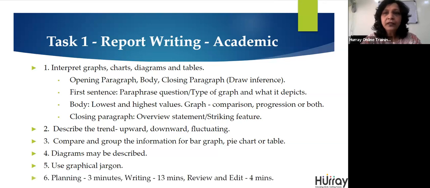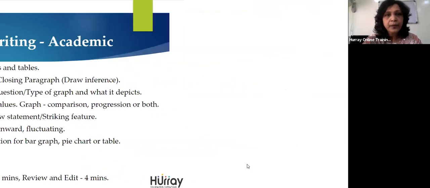Here also, like the letter writing, we have time management. Out of 20 minutes, you spend 3 minutes for planning your work, then write for 13 minutes and review and edit for the last 4 minutes. So 13 plus 3, 16 plus 4, 20 minutes. You have to write 160 to 180 words.